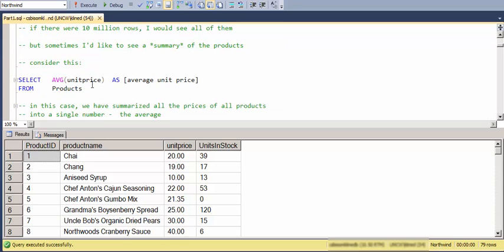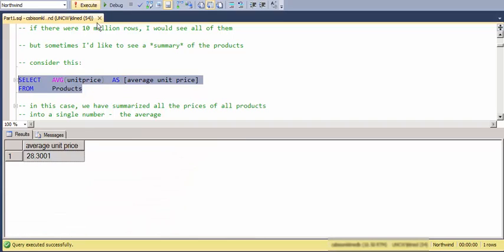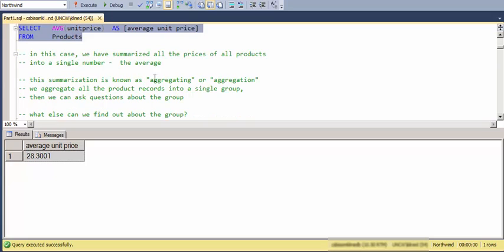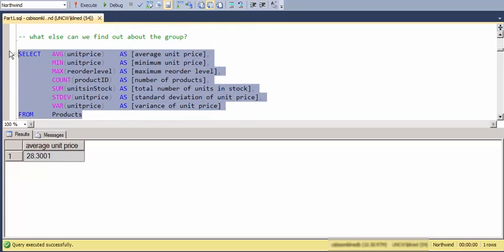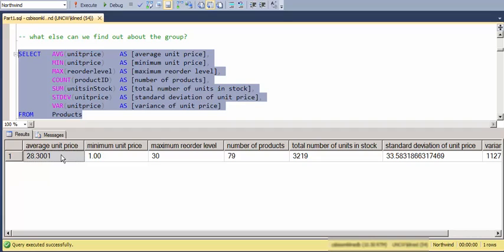So consider this, where I'm getting an average, a single number that summarizes all of the products. I'm averaging the unit price across all the products. The way to think about this is that I take all of those product records and put them into one group, and then I ask something about the group. This is called aggregating or aggregation. So what else can we ask about this group? Well, here we get the average unit price.